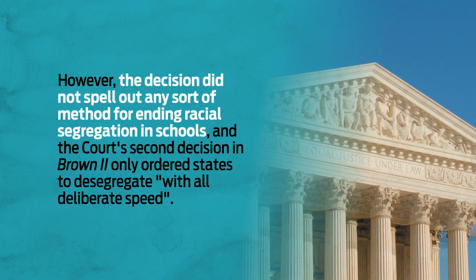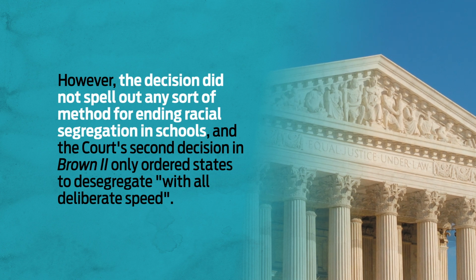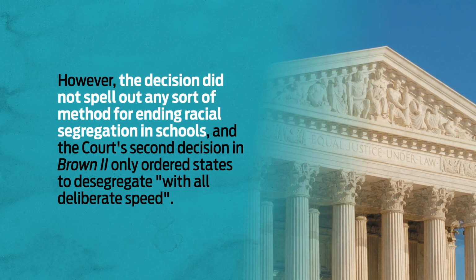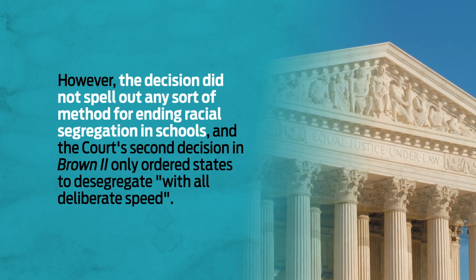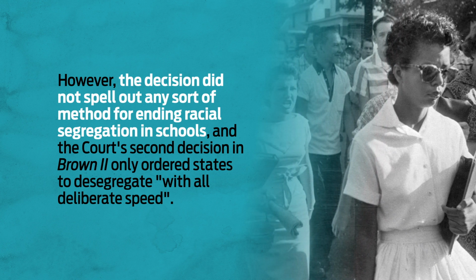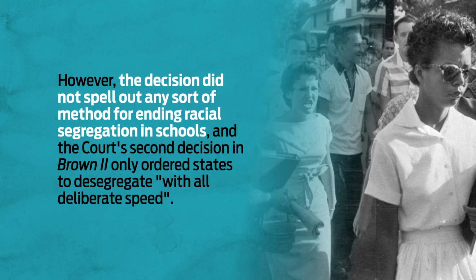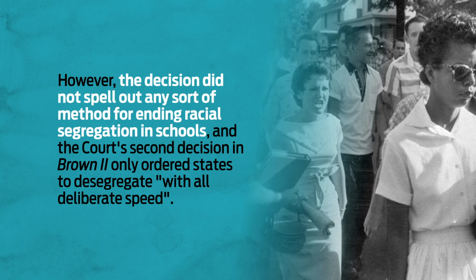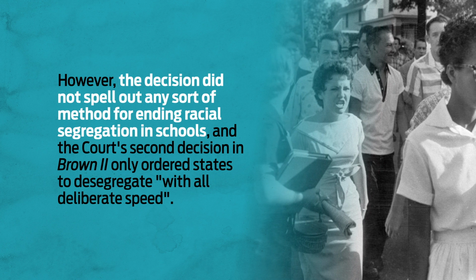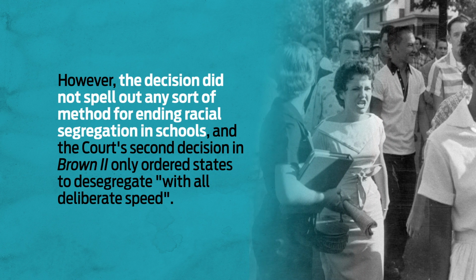However, the decision's 14 pages did not spell out any sort of method for ending racial segregation in schools, and the court's second decision in Brown 2 only ordered states to desegregate with all deliberate speed. After the decision, there was wide opposition to desegregation, largely in the southern states. Violent protests erupted in some places, and others responded by implementing school choice programs that subsidized white students' attendance at private, segregated academies, which were not covered by the Brown ruling.